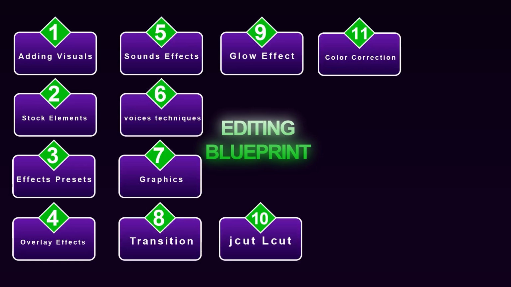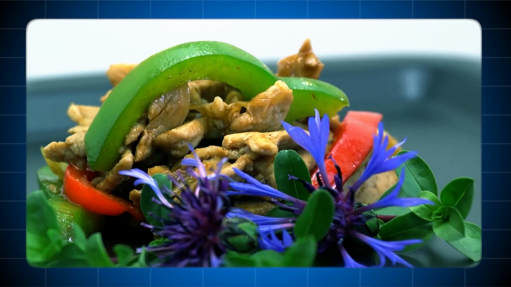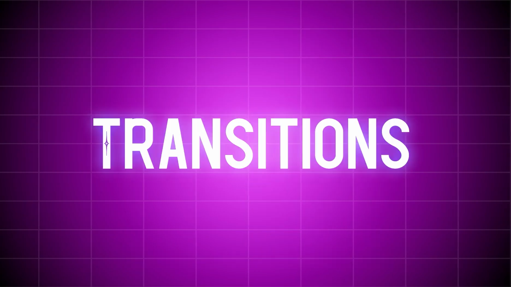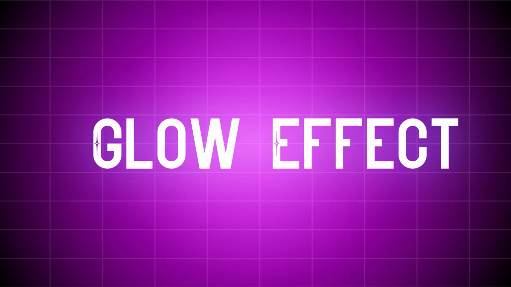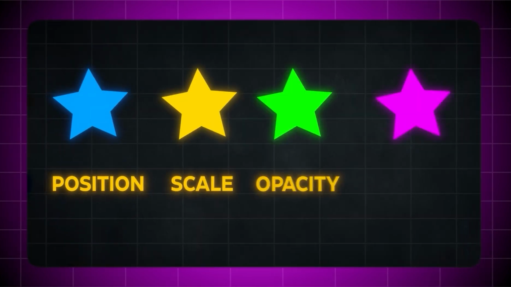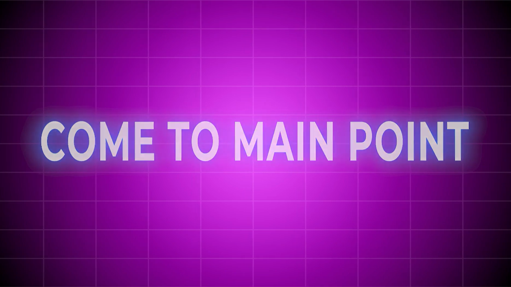You are going to learn all pro editing tips and tricks. The first one, adding visuals like stock elements, effects and presets, overlay effects, sound effects like pop or bass sounds, voiceover techniques, fonts, graphics, transition, text animations, adding glow effect, cutting silent part, what is L-cut and J-cut, animation principles, color grading, color correction and much more. So let's come to the main point.